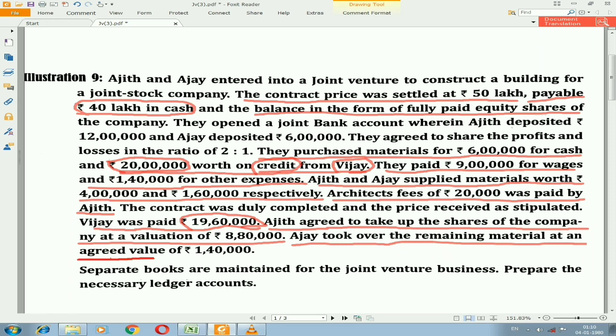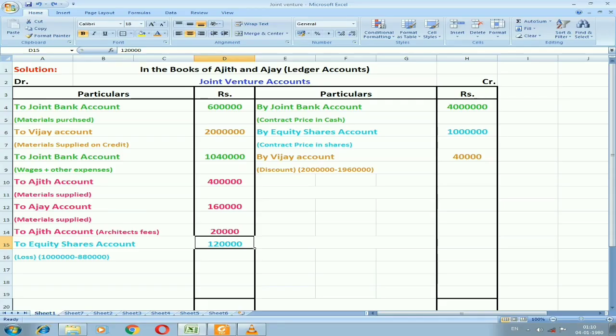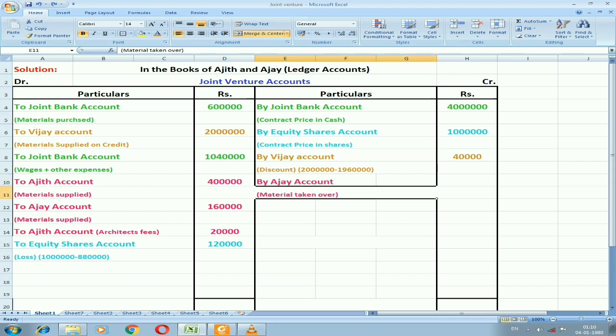Lastly, Ajay took over the remaining materials at an agreed value of rupees 1,40,000. So Ajay also took over some materials, that's supposed to be recorded on the credit side of joint venture account. By Ajay account, material taken over with the amount of 1,40,000.